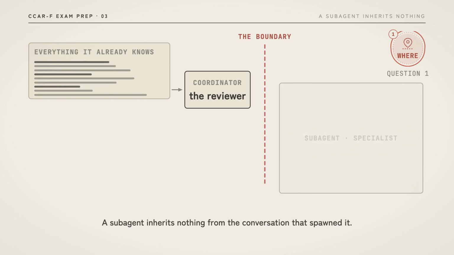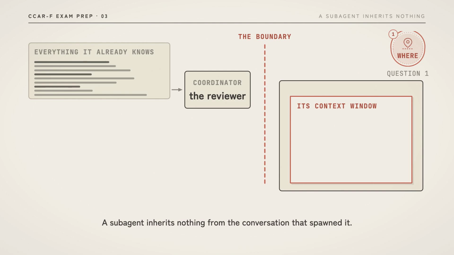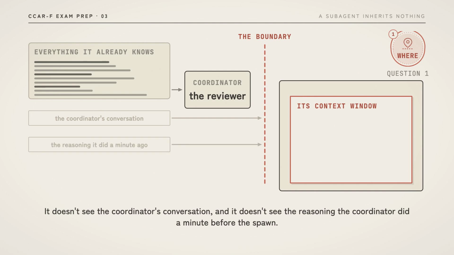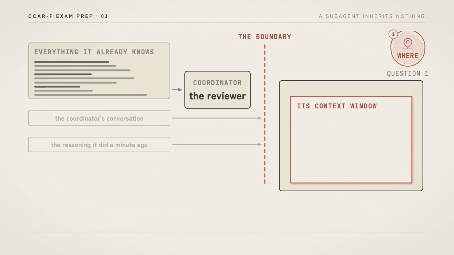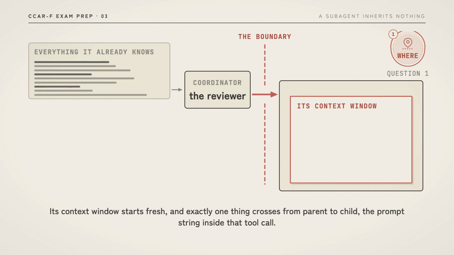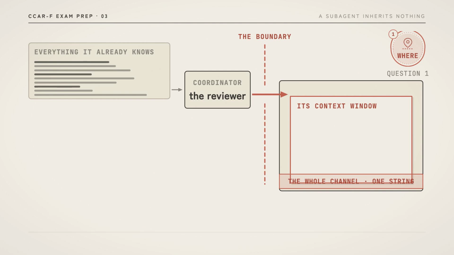A subagent inherits nothing from the conversation that spawned it. Sit with what nothing includes, because it's more than it sounds. It doesn't see the coordinator's conversation, and it doesn't see the reasoning the coordinator did a minute before the spawn. It doesn't even see what its own previous run found. Its context window starts fresh, and exactly one thing crosses from parent to child, the prompt string inside that tool call. That's the whole channel, one string.